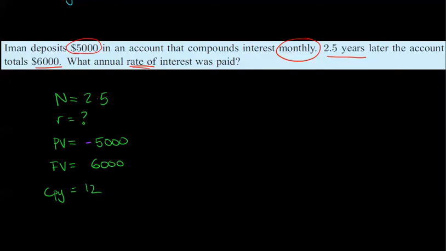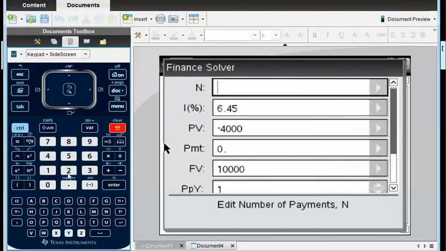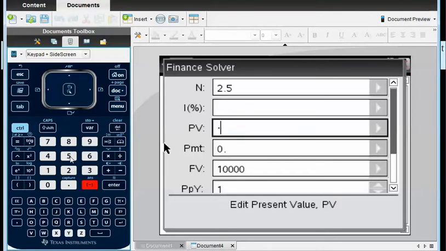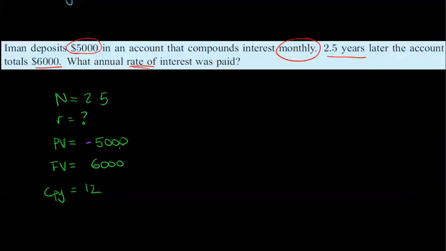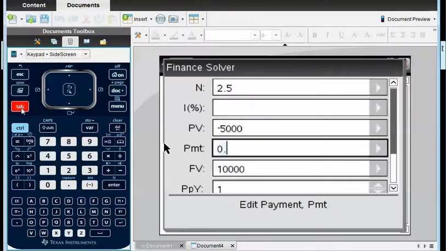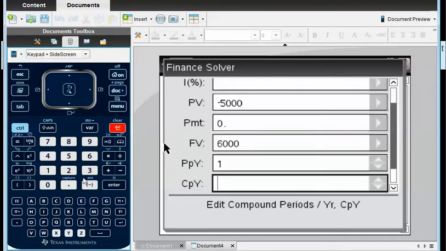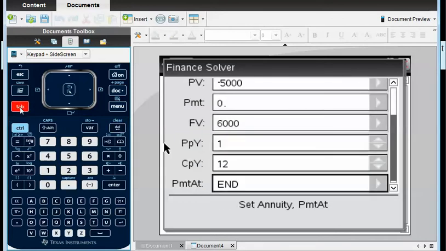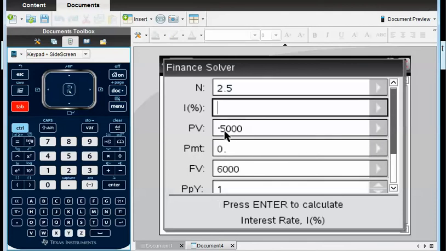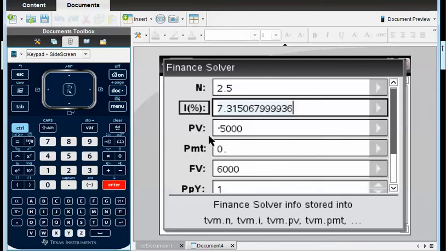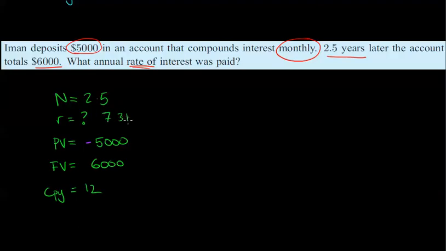Right, so let's put those pieces of information in. Number of years 2.5. Tab. We don't know the rate, I'll come back to that in a moment. It's minus 5,000 in there. Let me just double check, minus 5,000, yep. Then the future value we want to be 6,000, and the compounding period was 12. Then it's the rate. Just double check, have we got everything? Yep, the rate is what I wanted. Just press enter there. 7.31, so 7.31% is what the rate is. Okay, and that's it for the financial solver and financial maths.